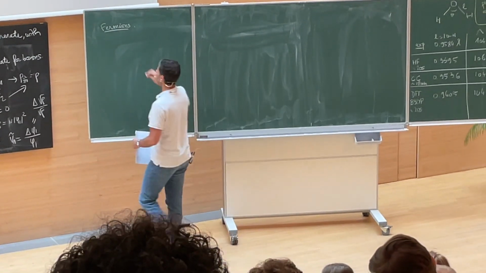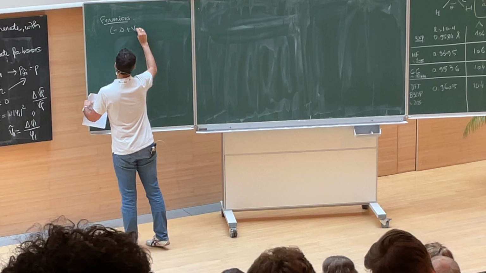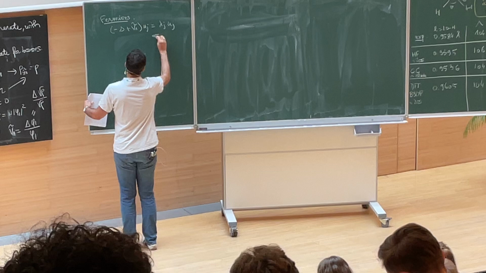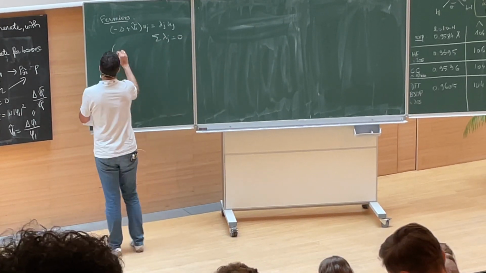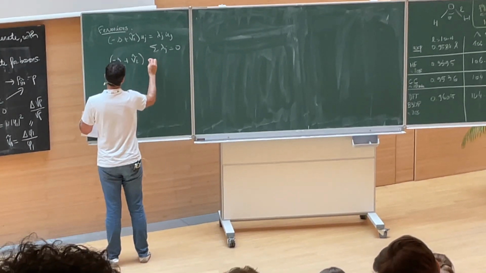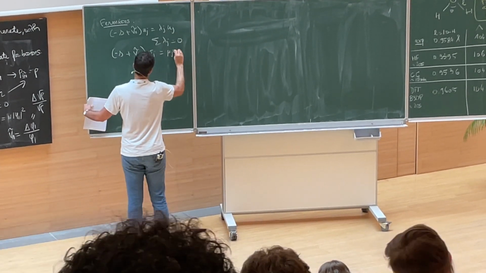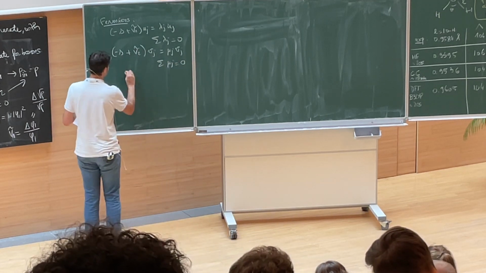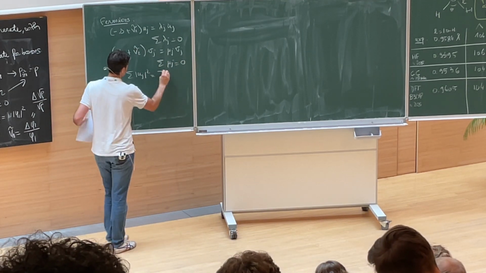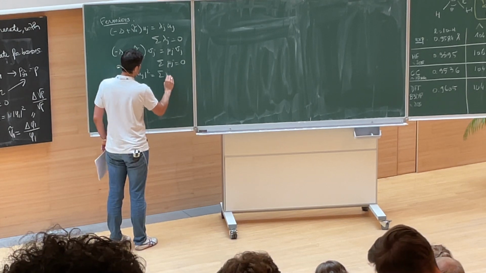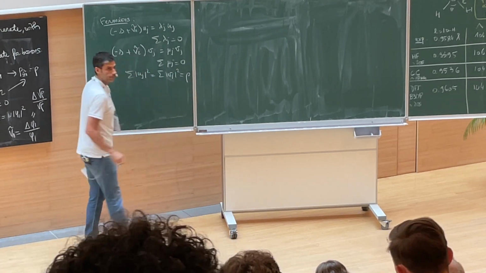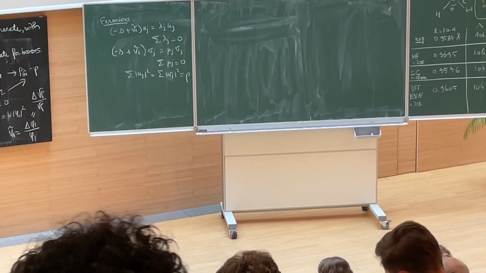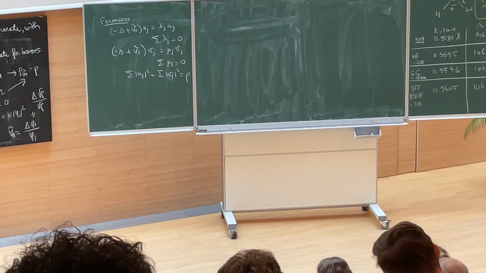So for fermions, it's a little bit more complicated. So I have minus Laplace plus V tilde 1 on uj, which is lambda j uj, with the sum of lambda j equals 0. And I have minus Laplace plus V tilde 2 on vj, which is mu j vj, with the sum of mu j equals 0. And I assume that the sum of uj squared is equal to the sum of the vj squared, which is rho. And I want to prove that V tilde 1 is equal to V tilde 2. That's what I want to prove.